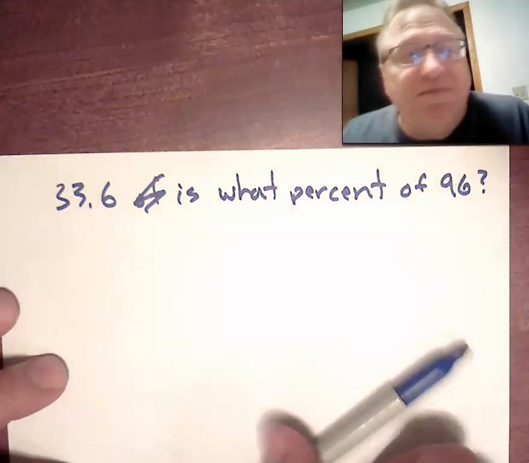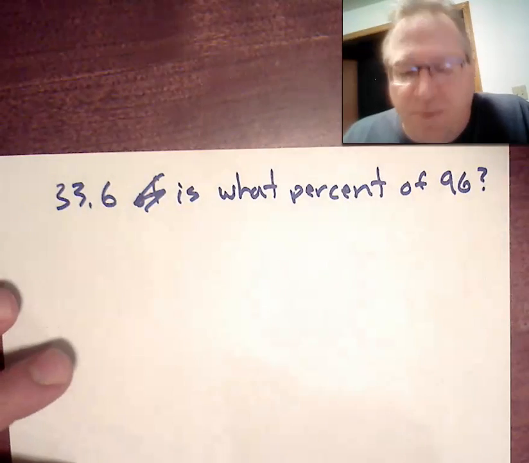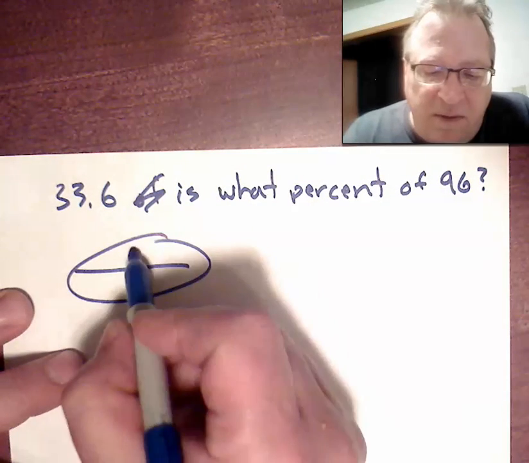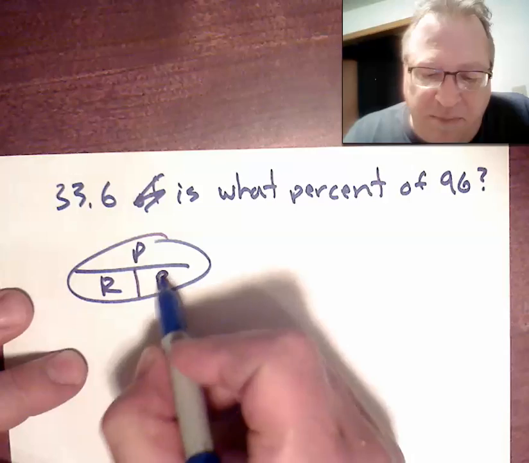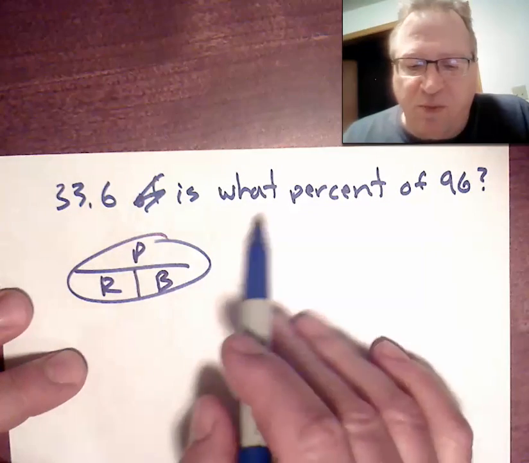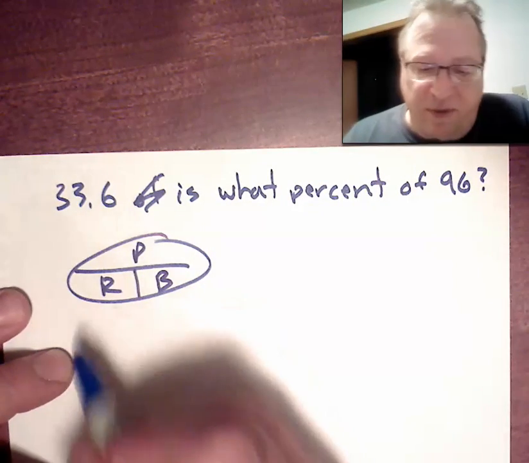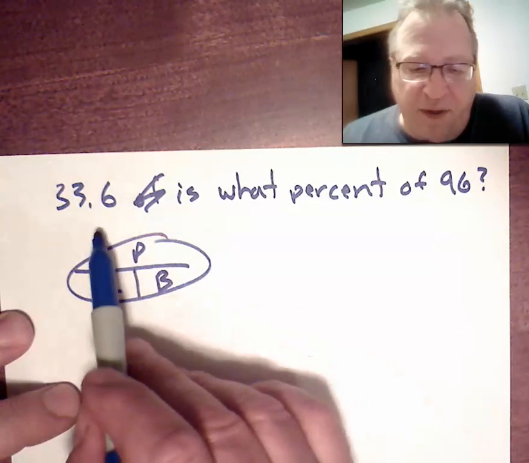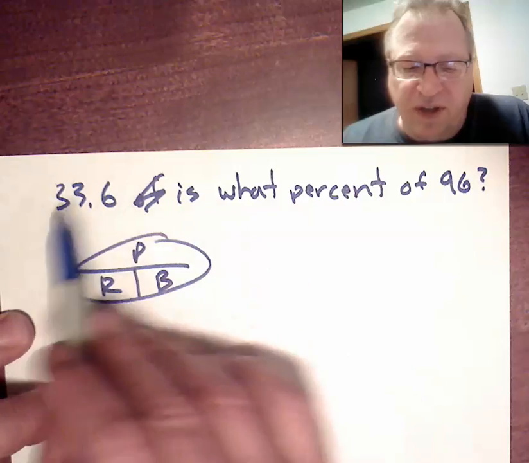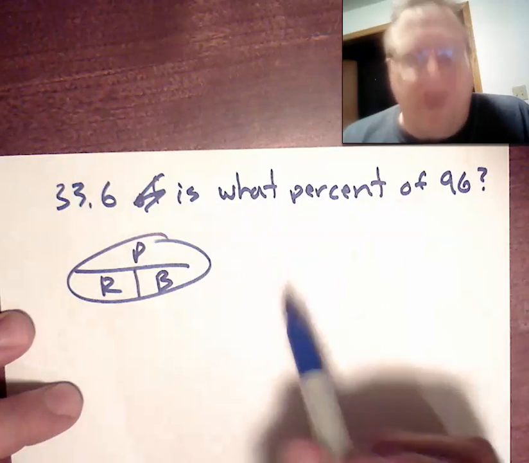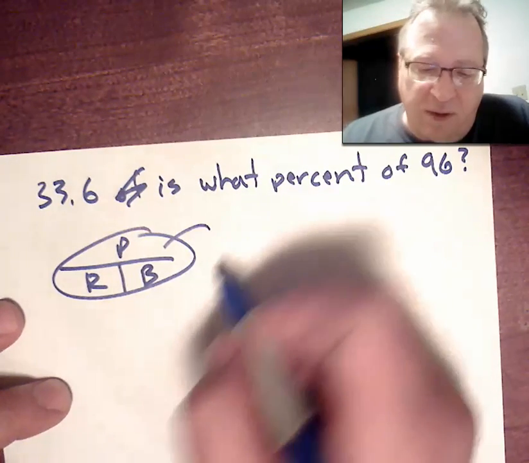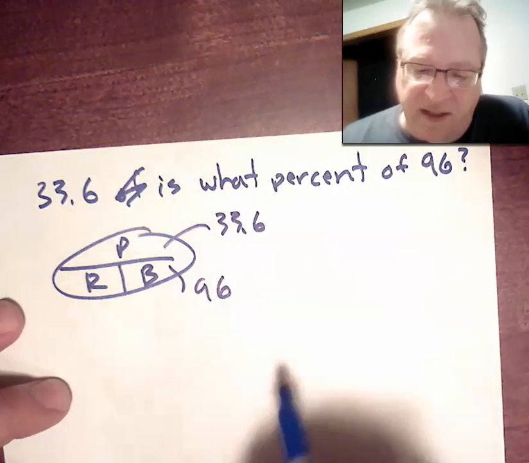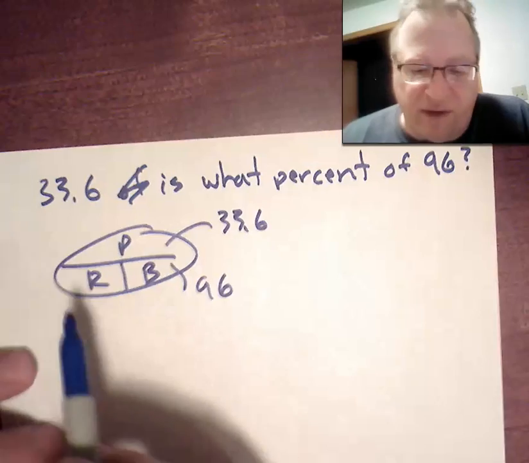Here's another problem. 33.6 is what percent of 96? Well, let's see. We got portion, rate, and base. 33.6 is what percent? Well, we're looking for percent this time. So again, we got to decide which is portion, which is base. 33.6 is what percent? That's sounding like portion. Yep, sure is. So our portion is 33.6. Our base is 96.